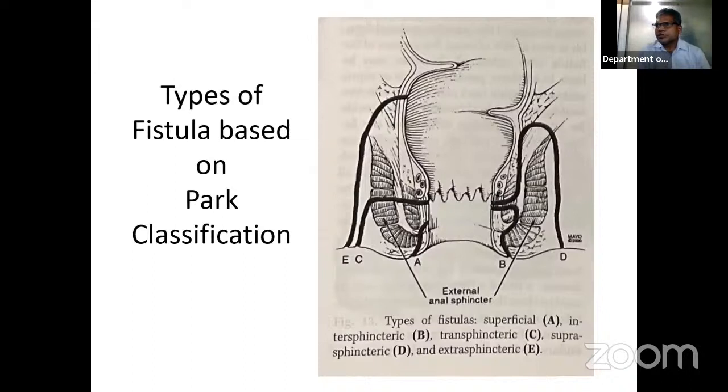Now this is the pictorial representation of the types of fistula, which is usually an anatomical classification based on the Parks classification. There we have 5 types of fistulas. The first one is the superficial, which directly extends from the anal gland to the skin only. Then we have an intersphincteric fistula. Then we have a transsphincteric one, suprasphincteric, and extrasphincteric.